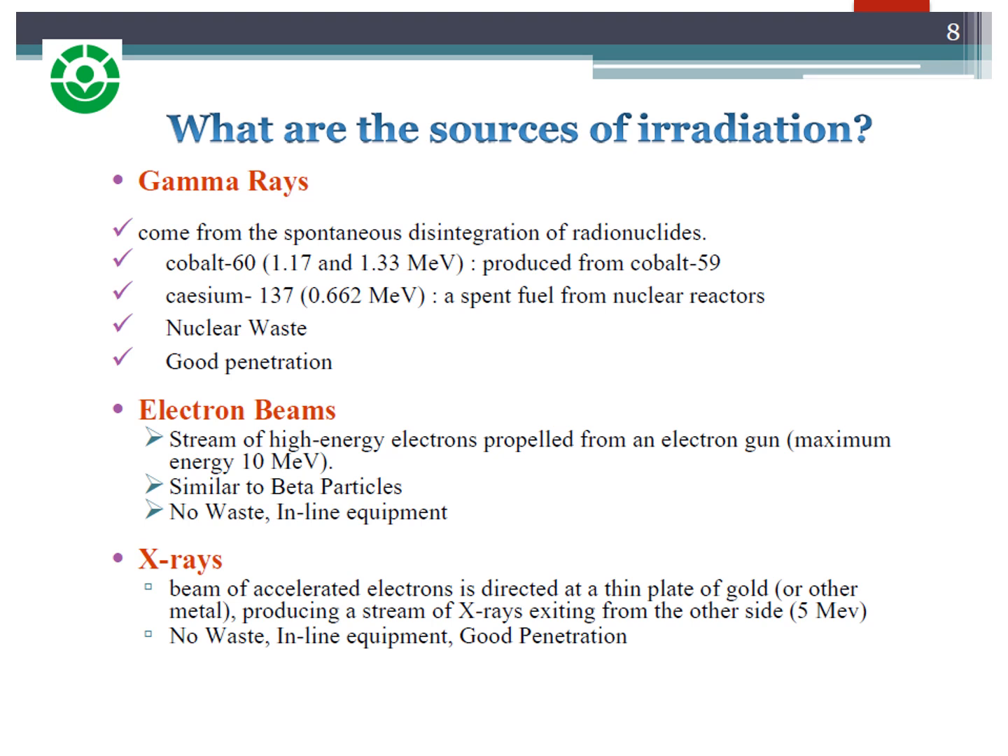An electron beam's size and power are best described by the voltage and current. The voltage is the force which accelerates the electrons. X-rays are produced when a beam of accelerated electrons is directed at a thin plate of gold or other metal, producing a stream of X-rays exiting from the other side. The energy is 5 mega electron volt. No waste is produced in this method. In line equipment, good penetration.